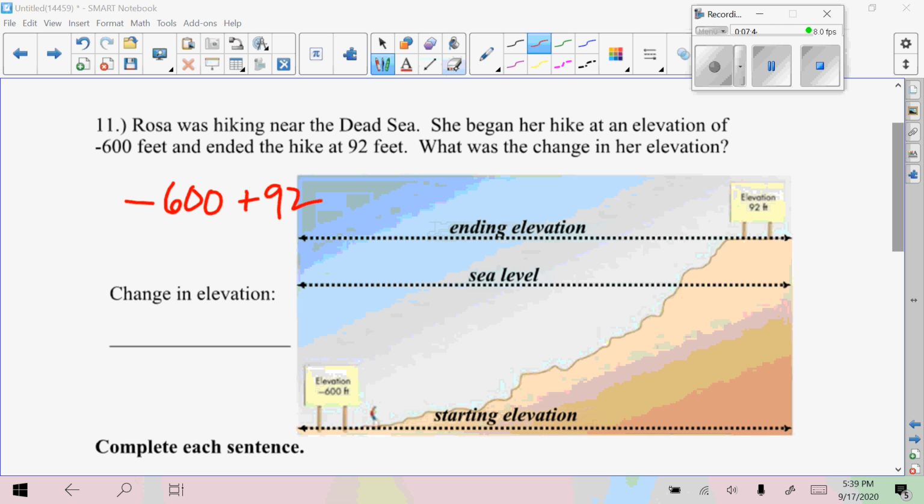Now in this one, since we're looking for the change in elevation, basically we want to think of 600 as the absolute value because we're talking about the distance that Rosa traveled. So this distance is actually 600 and this distance is 92. So the change in elevation is what we get when we add those two together.